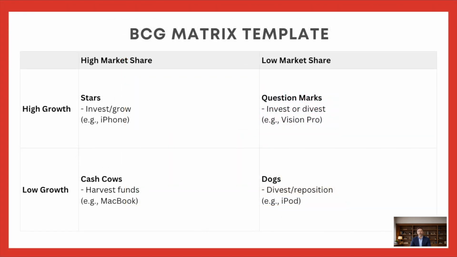First, segregate the products. Remember, sometimes products don't sit perfectly in one box. A product might be a cow in the US, but a question mark in Germany. Solution: segment your matrix by region or customer type, and you can accordingly invest your capital.